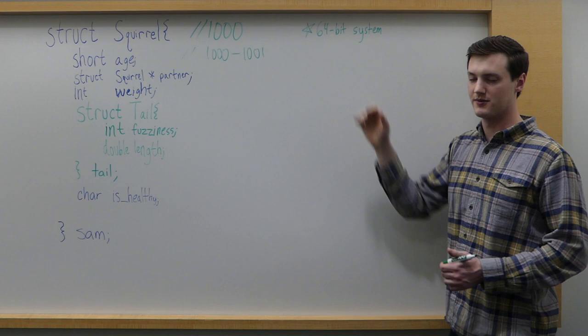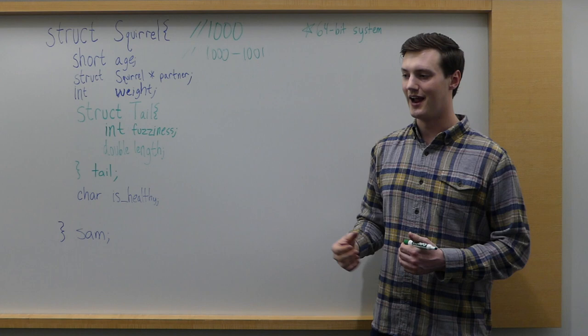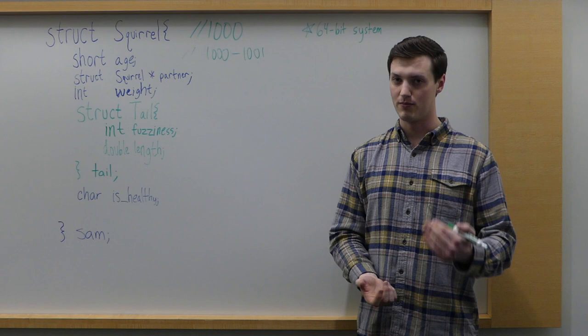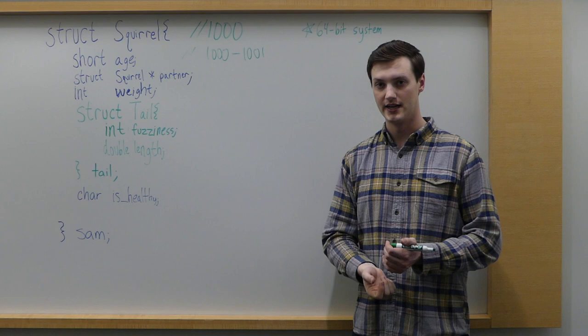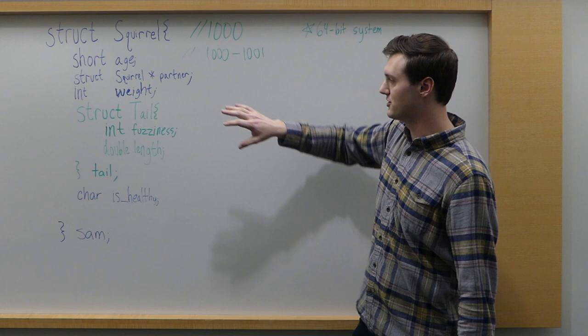So what a 64-bit system means is that memory addresses are 64 bits, or you could also think of it as 8 bytes. And that is in contrast to 32-bit systems, which have 32-bit addresses, or 4 bytes. And so that's actually really important for pointers, because that's what a pointer is. It's a memory address. And so if we have a 64-bit system, that means that the size of a pointer is 8 bytes. And so that means that the partner variable is 8 bytes.